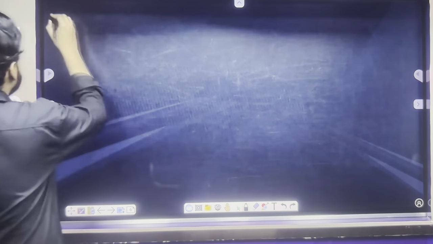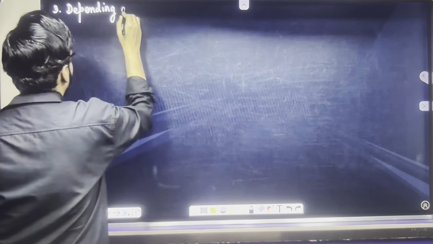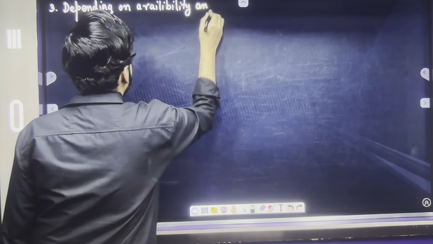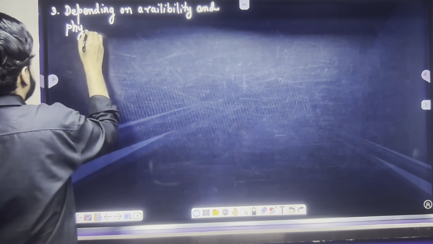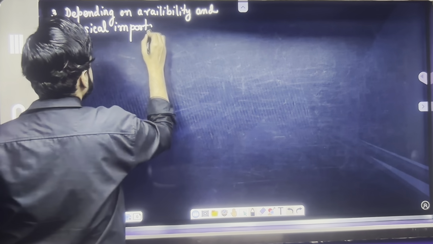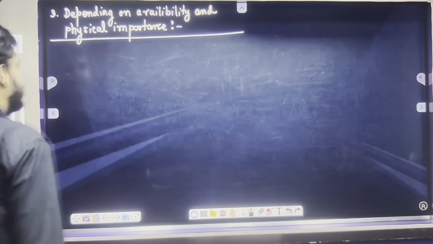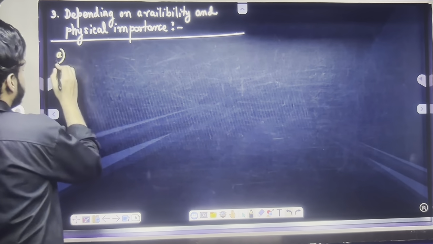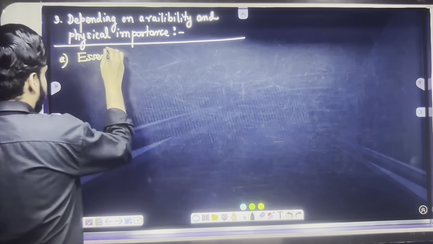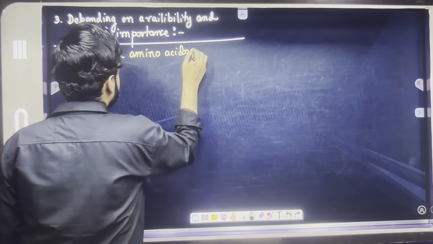The third way of classification is depending on availability and physical importance. Depending on availability and physical importance, amino acids are classified in 2 categories. One is called essential amino acids.